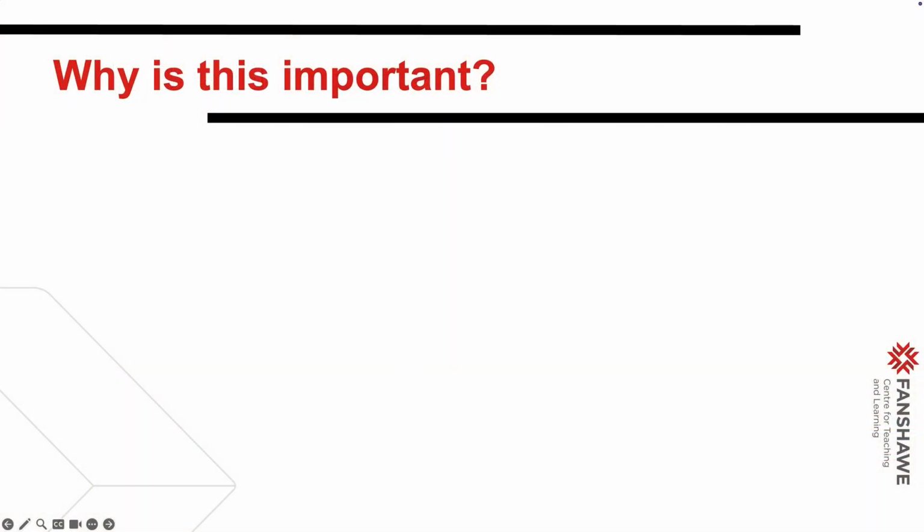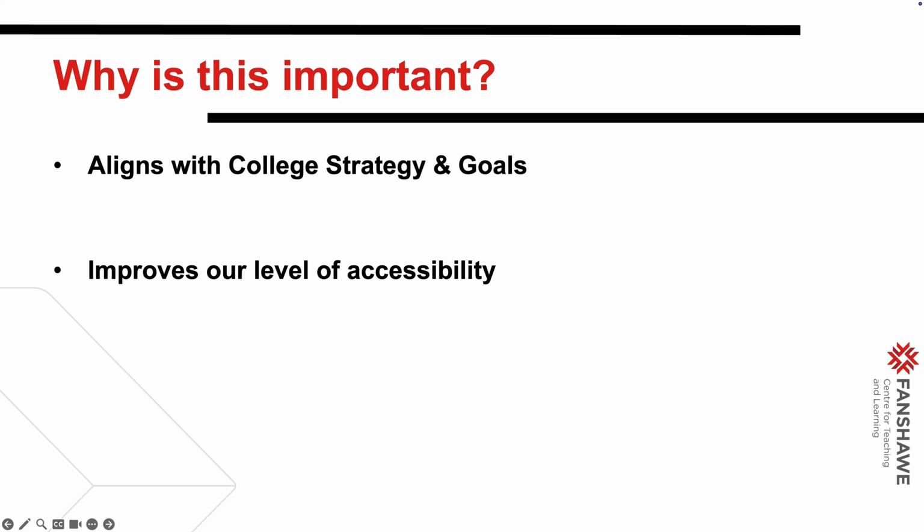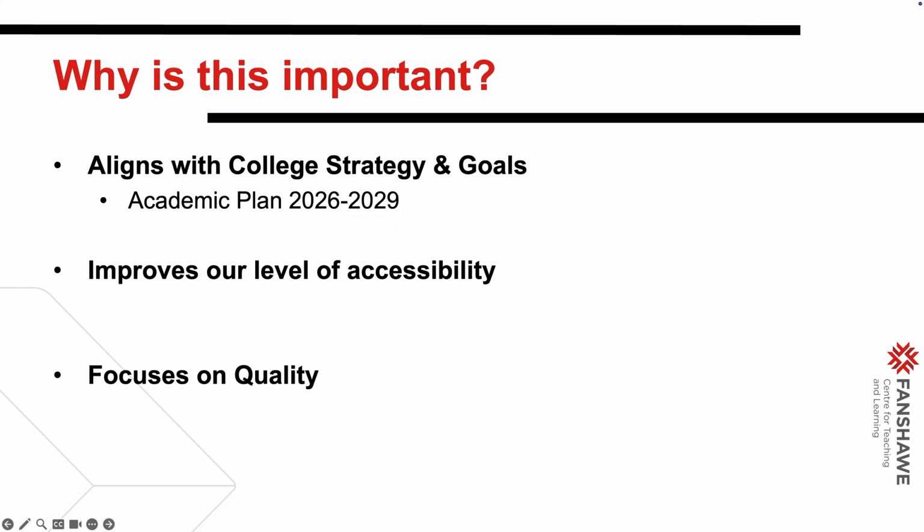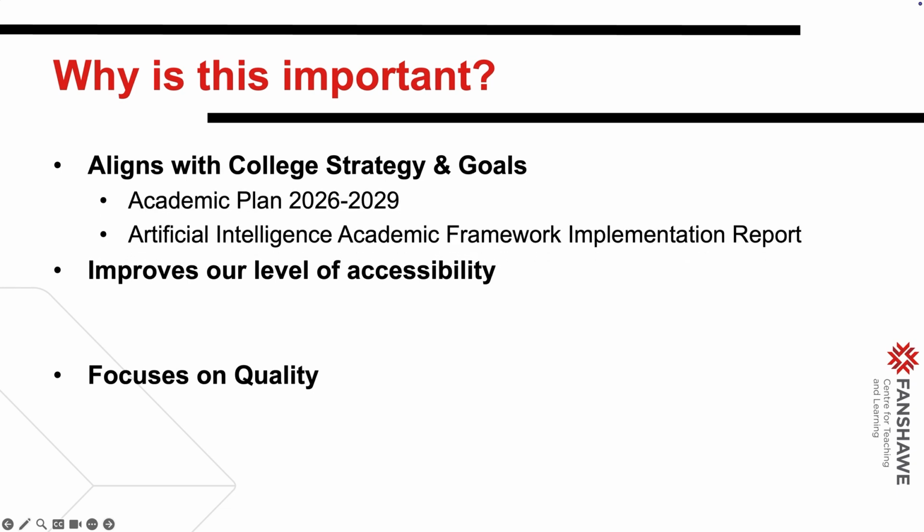There are several reasons. It aligns with college strategy, with our commitment to accessibility, and at the core, the focus is on creating a quality student experience. What do I mean by each of these? It aligns with our college strategic priorities and goals, such as the Academic Plan for 26-29 and the Artificial Intelligence Academic Framework. We also need to be concerned about increasing the level of accessibility of our course sites.